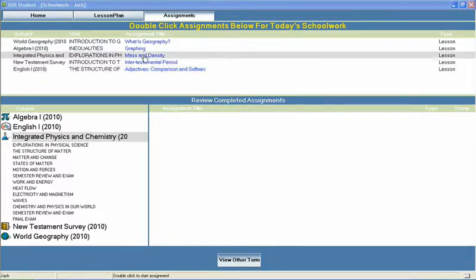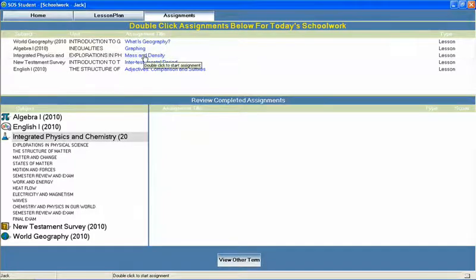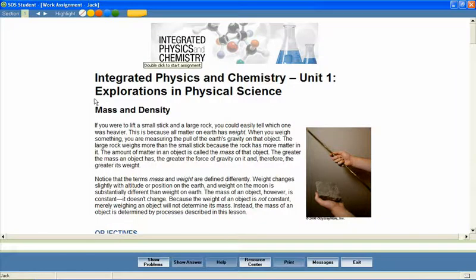Now let's take a look at an integrated physics and chemistry lesson to see how concepts like these are covered. In a unit entitled Explorations in Physical Science, let's look at a lesson called Mass and Density.